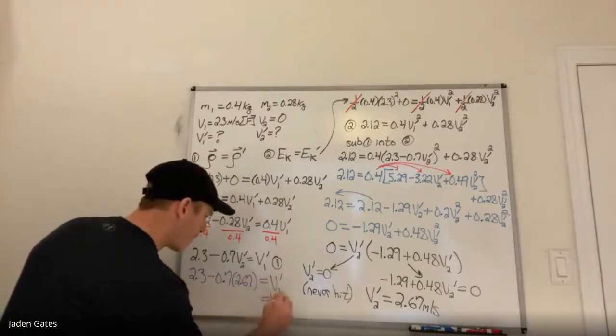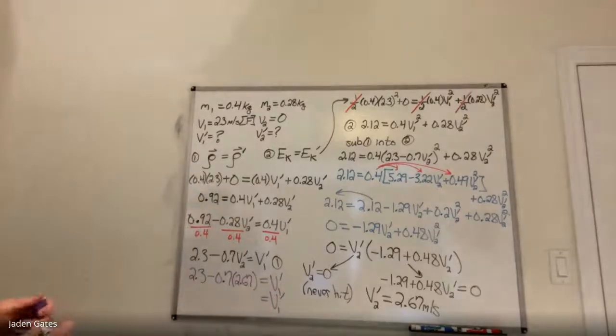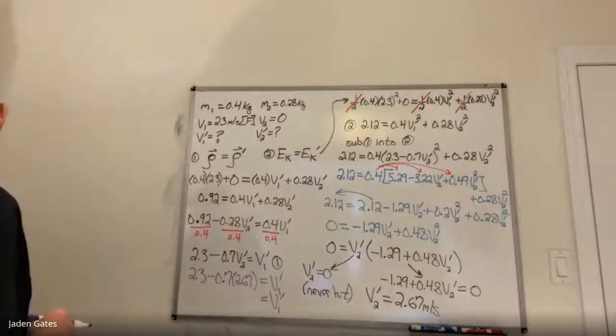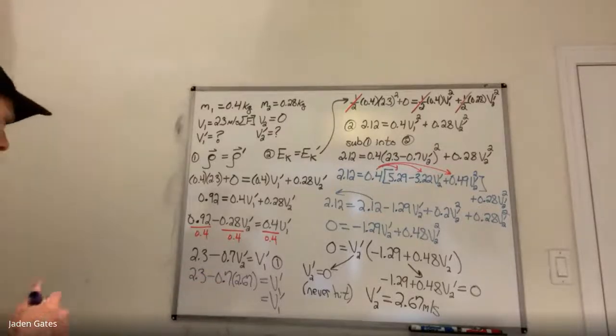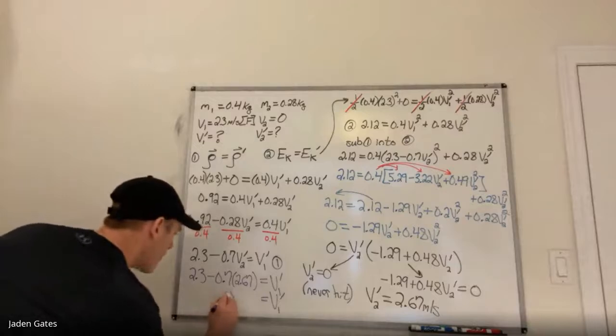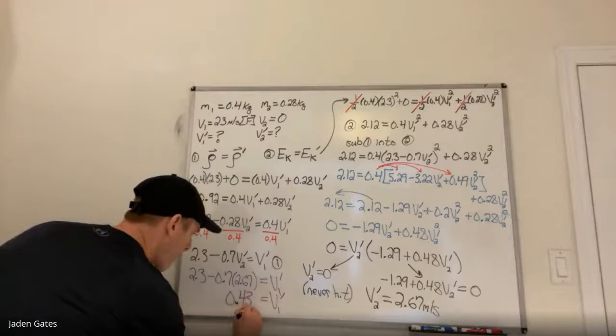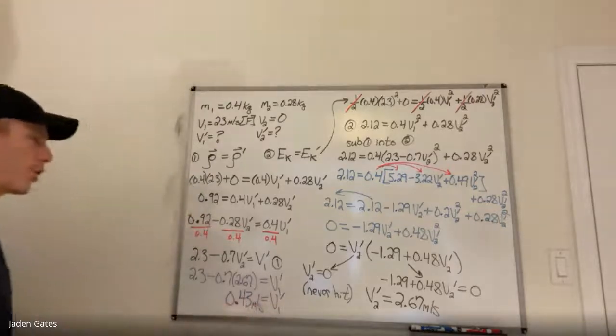And I do a little math here. Let's see here. I get 2.3. I got to multiply these first. So I multiply those, then add 2.3, and I get my velocity of my white ball after the collision to be 0.43 meters per second.